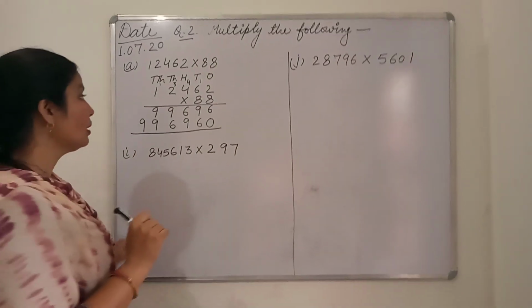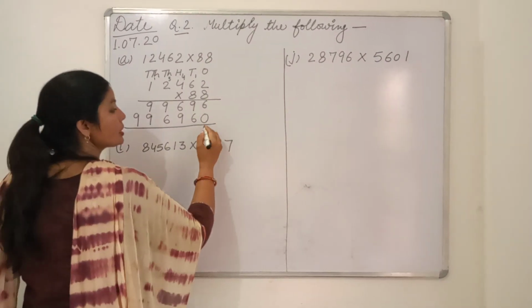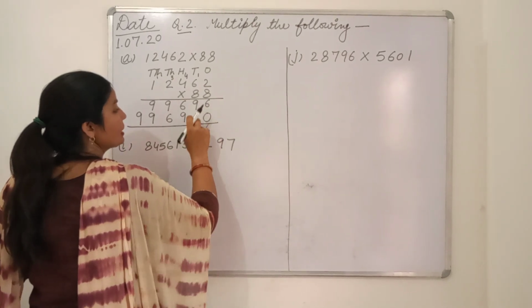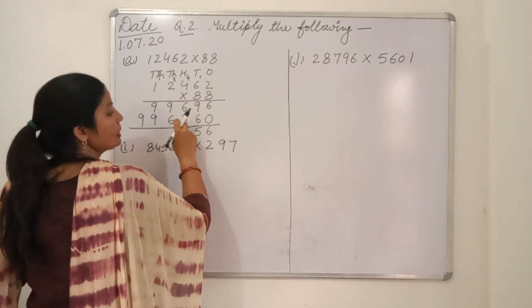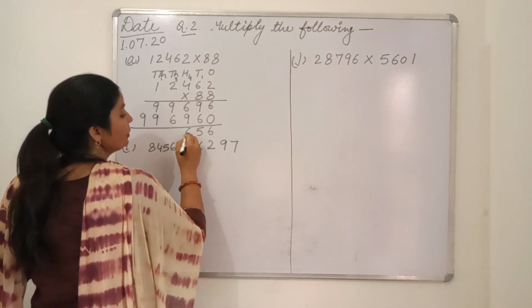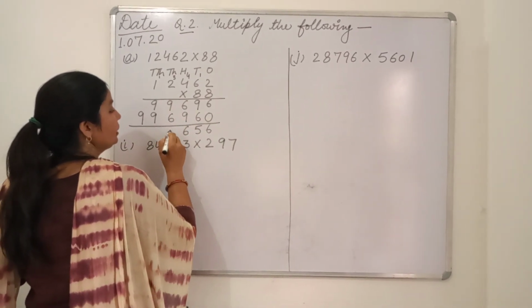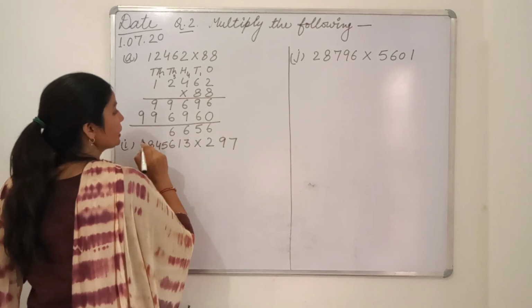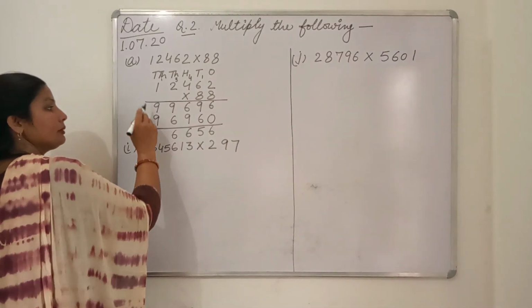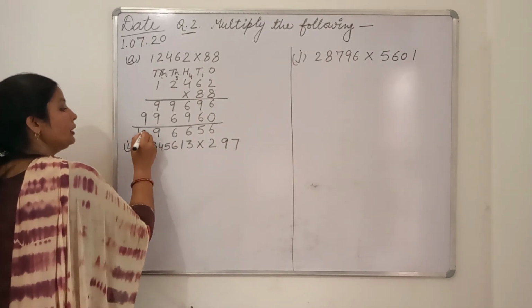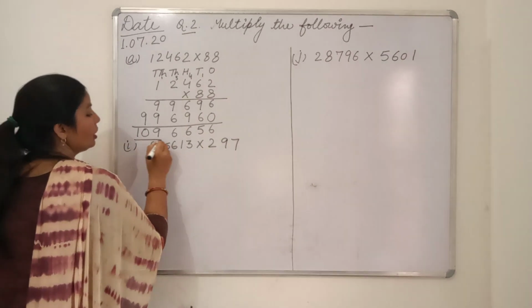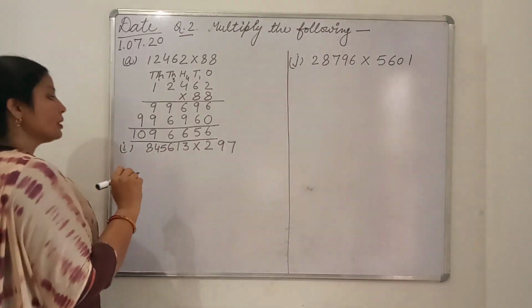Okay. Now 6 plus 0, 6. 9 plus 6, 15. 1 goes carry. 9 plus 1, 10. 10 plus 6, 16. 1 goes carry. 9 plus 1, 10. 10 plus 6, 16. 1 carry. 9 plus 1, 10, plus 9, 19. 1 goes carry. 9 plus 1, 10. That's your answer. Okay, so what's your answer?